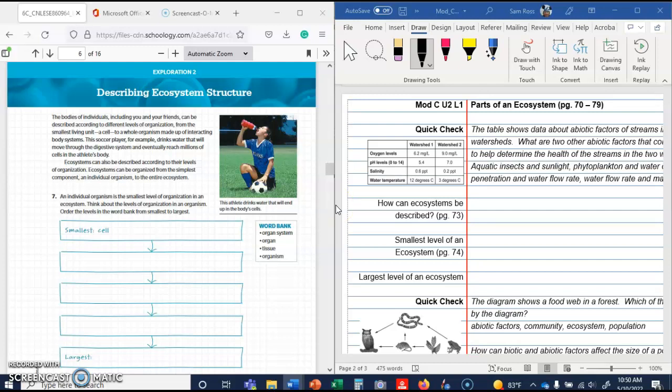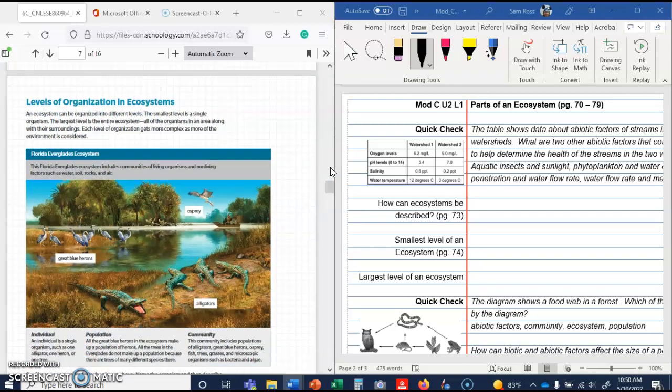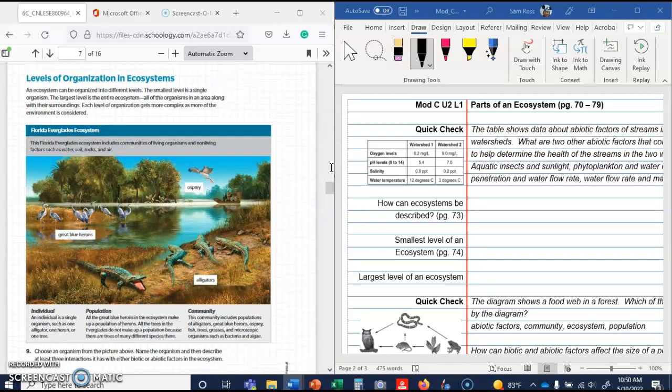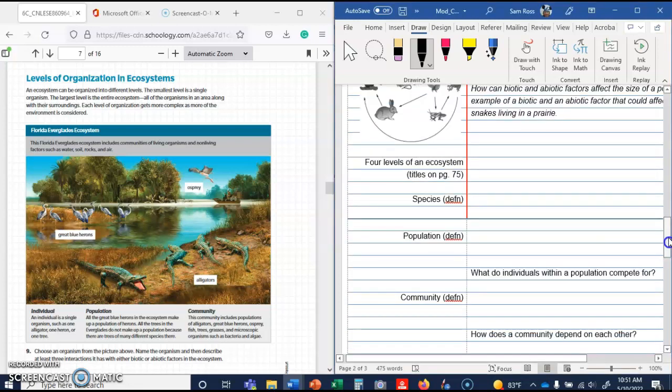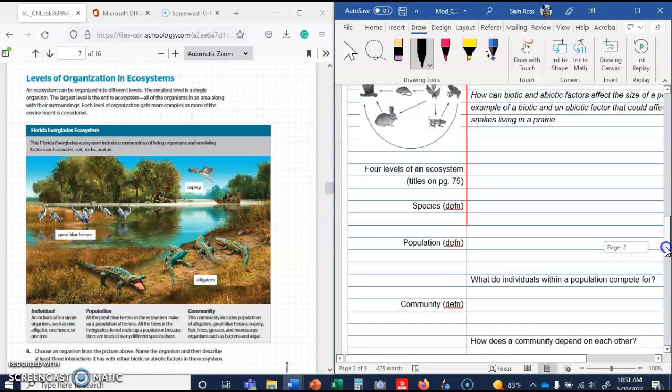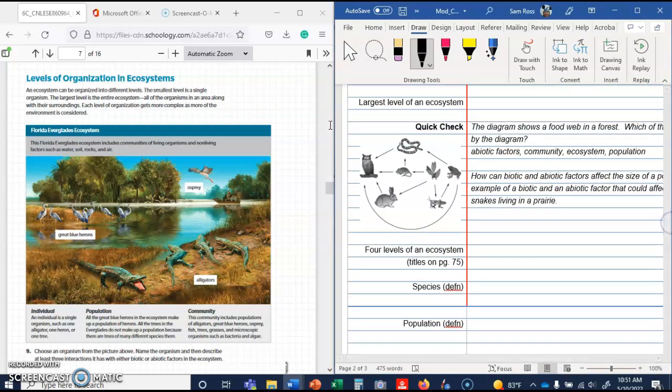The smallest level of an ecosystem is on page 74, so let's go that direction. Levels of organization in an ecosystem. The smallest level is a single organism. And then the next question is the largest level. The largest level is the entire ecosystem. And this is in the first paragraph on page 74, I believe.